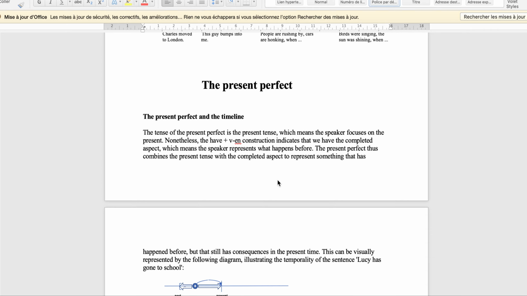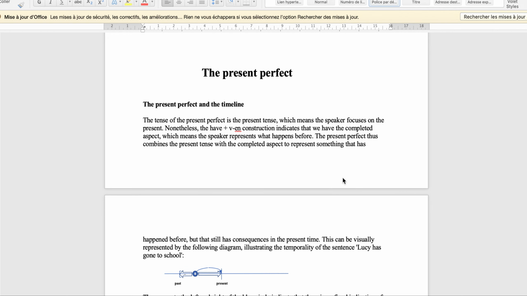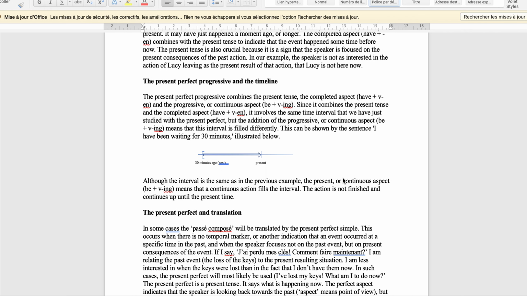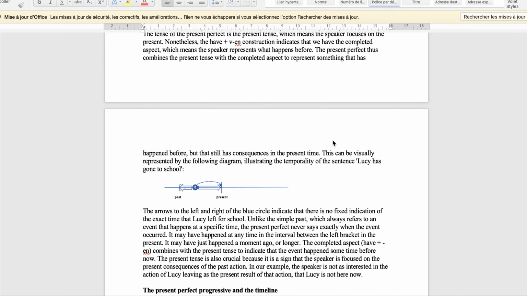And what we're going to do today is finish up with the present perfect. And we're also going to move on to look at the past perfect. And you're going to see that if you understand the present perfect, the past perfect will really be pretty much a piece of cake.